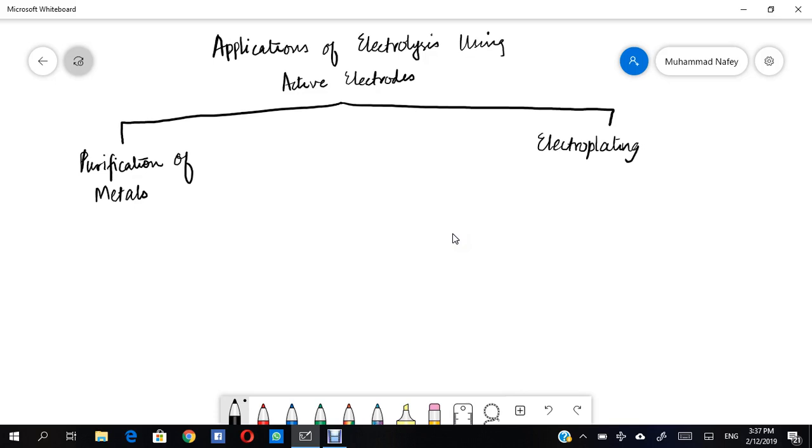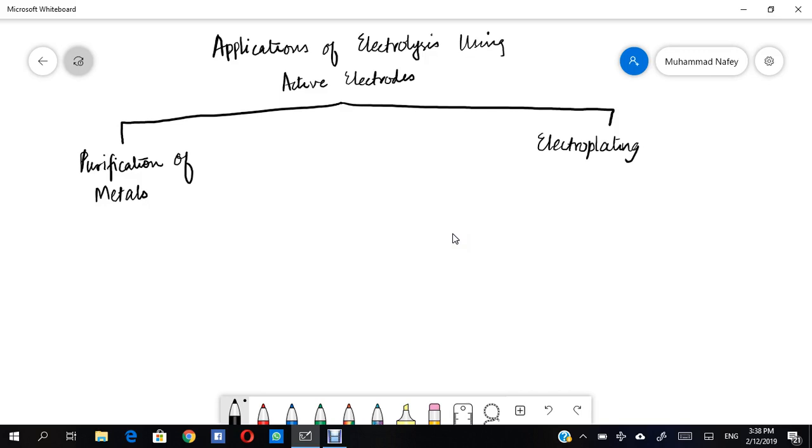So if I have copper sulfate and I'm electrolyzing it using copper electrodes, likewise, if I have iron chloride and I'm electrolyzing it using iron electrodes, then such an electrode would be called an active electrode. However, if the same copper electrodes are used to electrolyze iron chloride, or iron electrodes are used to electrolyze copper sulfate, they won't be referred to as active electrodes.